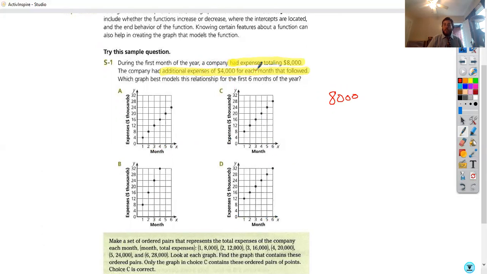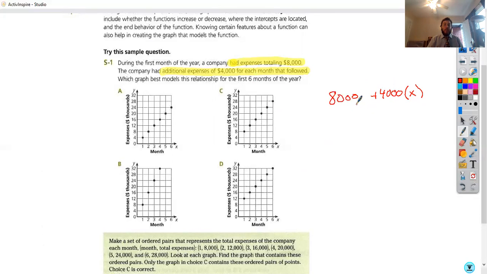When we see the word each, we're talking about multiplication. So if we were to write the function here, we're looking for 8,000, and then each month, it's going to increase by 4,000 times however many months it's increased by. So if we're looking at 2 months after they initially started, we'd have 2 times 4,000 and add that to the initial cost of 8,000.